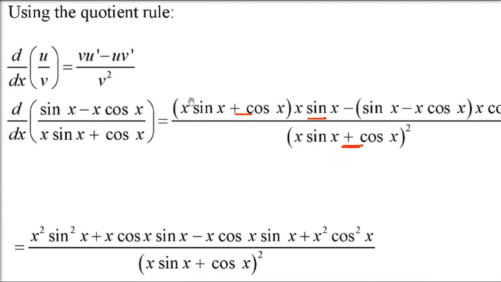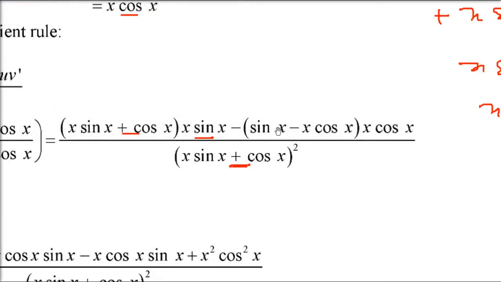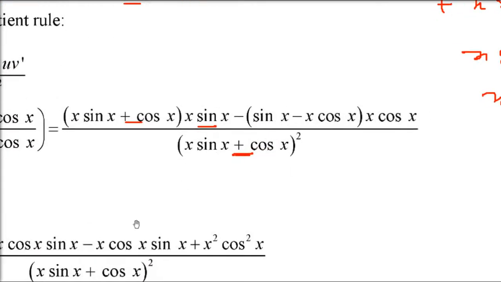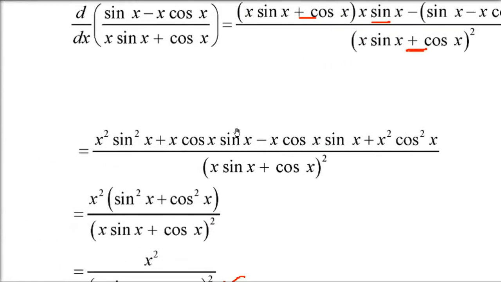Okay. Now let us multiply. x sin x times x sin x will be x square sin square x. Cos x sin x will be x cos x sin x. This x cos x sin x will be minus x cos x sin x because minus was there. And this minus will be plus, x cos x times x cos x, so x square cos square x.